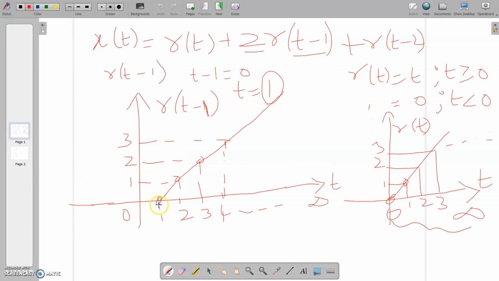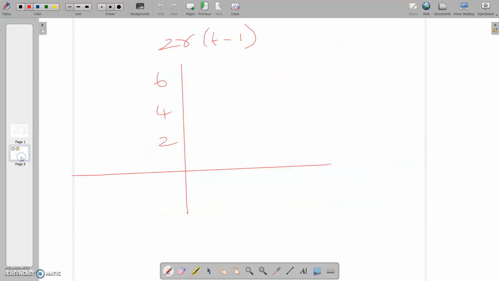At 1 the amplitude is 0, 0 into 2 will be 0. So no problem, at 1 the amplitude will be 0. Then at 2, 3 and then 4 it will be going on up to infinity. At 2 now the amplitude has become 2, at 3 the amplitude has become 4, and at 4 the amplitude has become 6 now. So I will be getting your signal like this. It will be going on up to infinity.